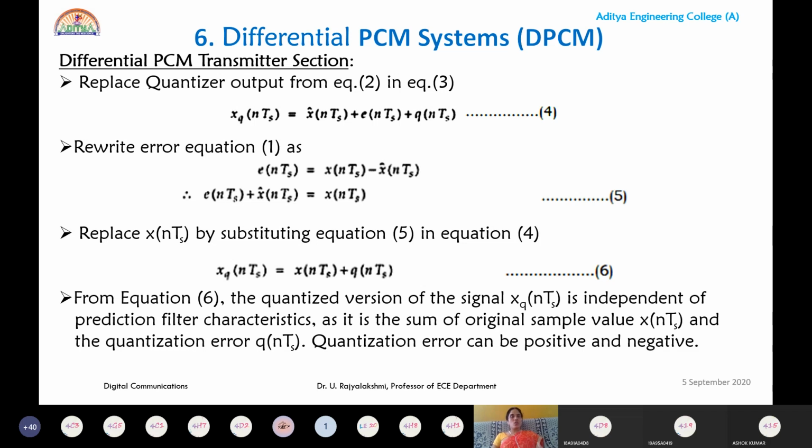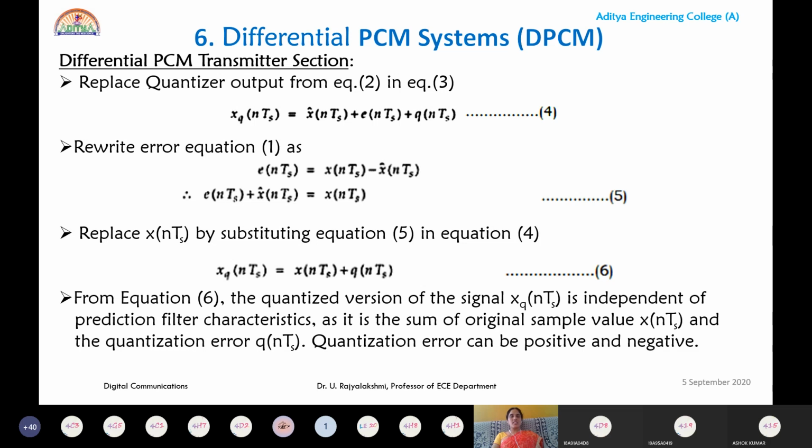So that's why, even though you are adding a prediction filter in the feedback section, it won't affect our PCM system, because the quantized output is directly the summation of the present sample data and the quantization error. But this quantization error is due to the difference bits. And that's why we can conclude that the prediction filter characteristics do not affect our PCM system. So the quantized output is directly the summation of the present sample value and the quantization error, and you are going to remove the redundant bits by using the comparator.